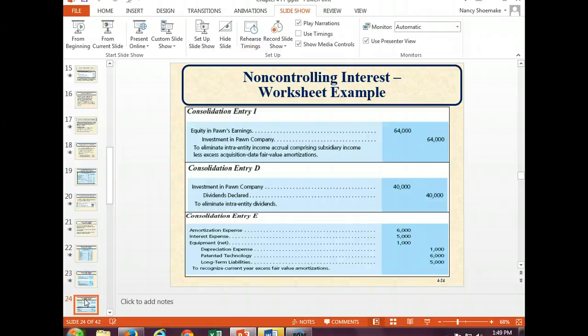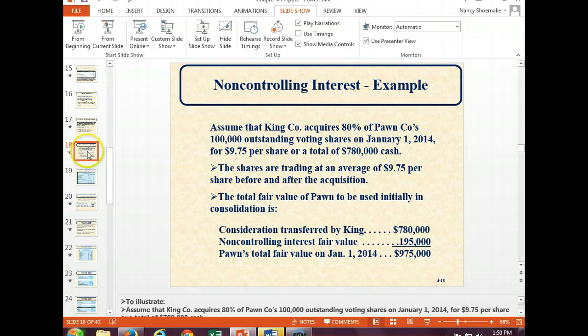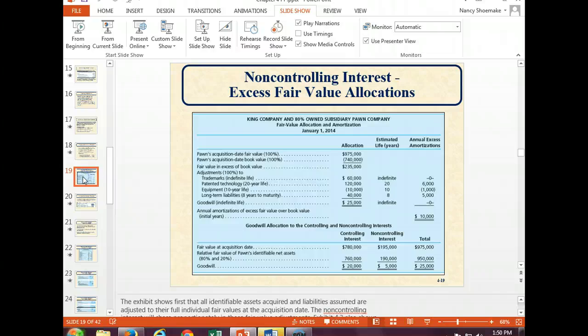To recognize current year excess fair value amortizations. So entry, but it looks like we're doing this twice. It feels like it. And it's not called long-term liabilities in entry A. Does that matter? I'm assuming it's. I didn't know if you do this. Do you do entry E both years? I mean, do you do all these?